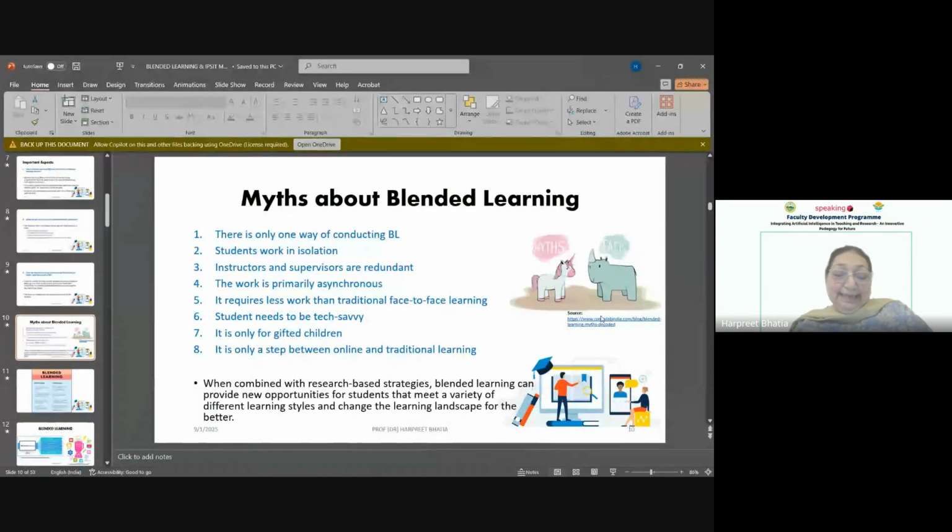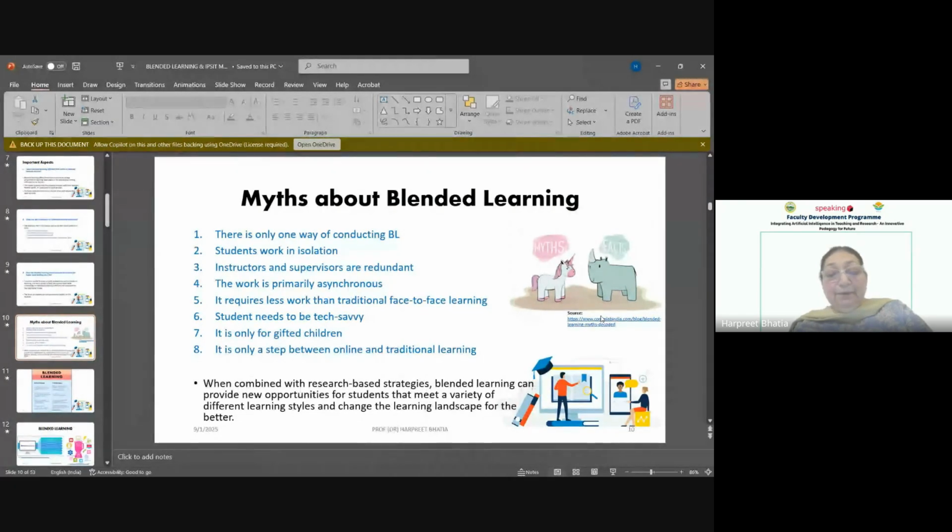Students need to be tech savvy? Well, to a certain extent, yes, but it's not as if a person who doesn't know too much about searching for material online cannot be taught how to do that. Another myth is that it's only for gifted children. We've already seen in the previous slide that even for remediation work, blended learning is a great way of doing things.